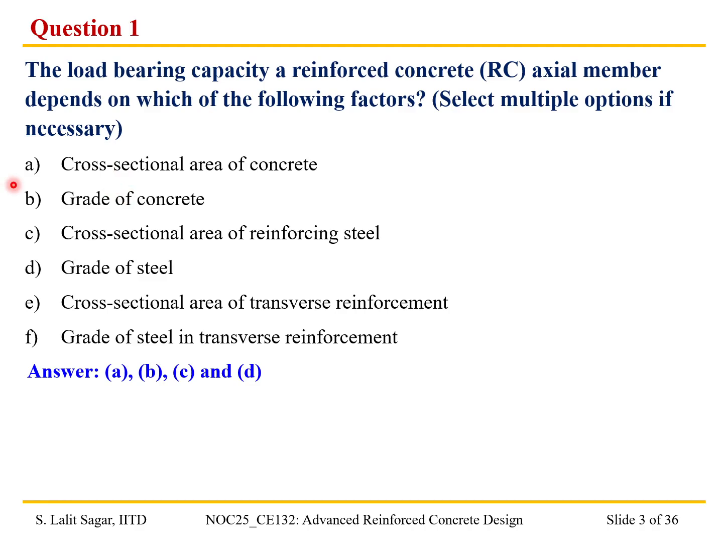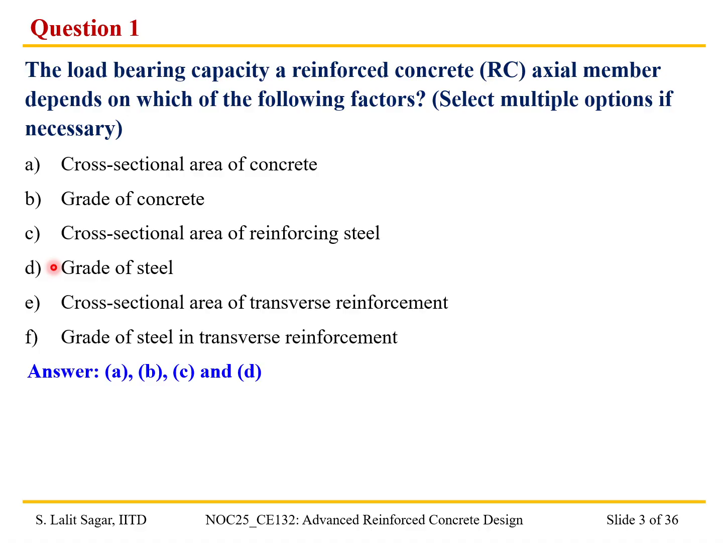Now let us look at each of the options carefully. First we have the cross-sectional area of concrete. Second, we have the grade of concrete. Third, we have the cross-sectional area of reinforcing steel. Fourth option is the grade of steel. So the first 4 factors or options are responsible for the load bearing capacity of a reinforced concrete axial member.